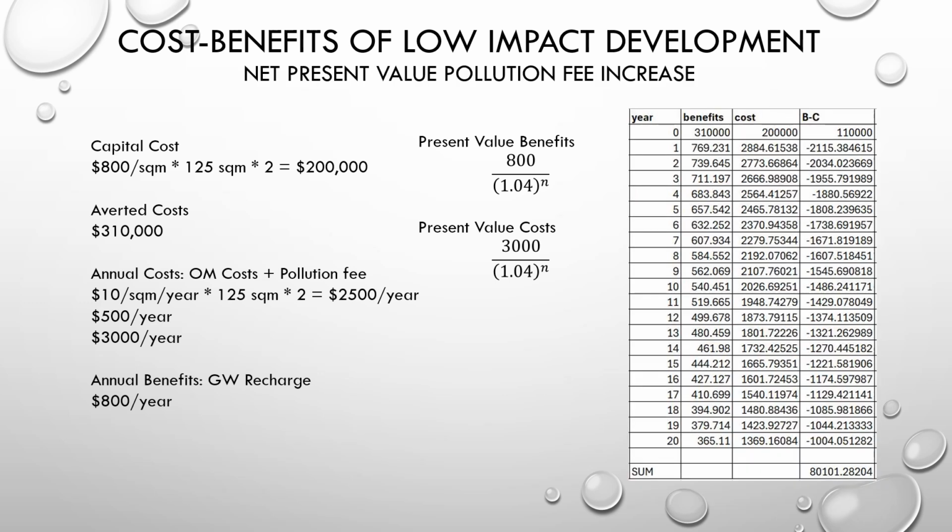So here we have an adjustment to the pollution fee from $300 to $500, and this raises the annual cost from $2,800 per year to $3,000 per year. And here we can see that the net present value changes to $80,101.